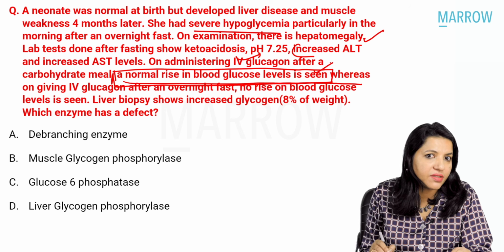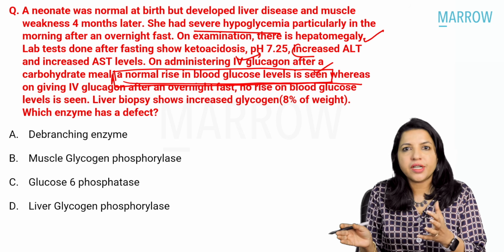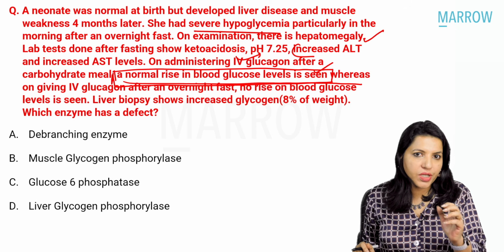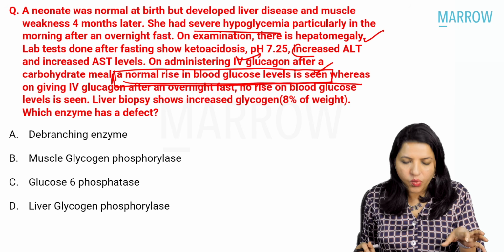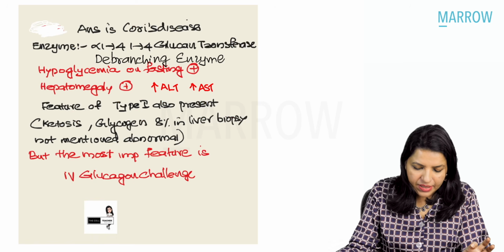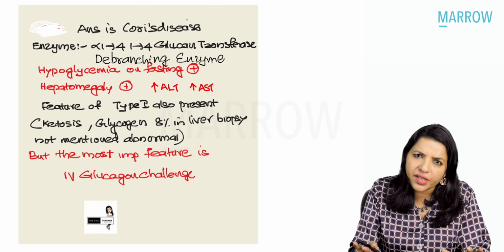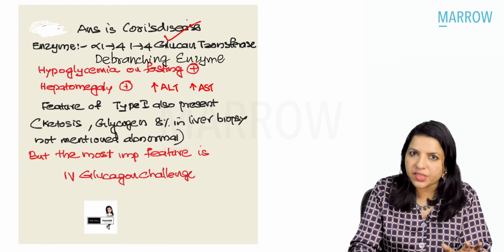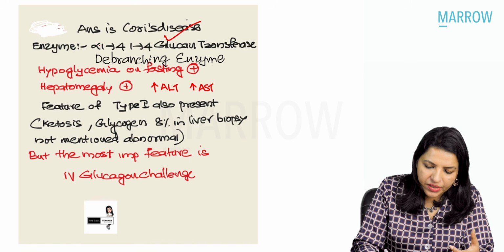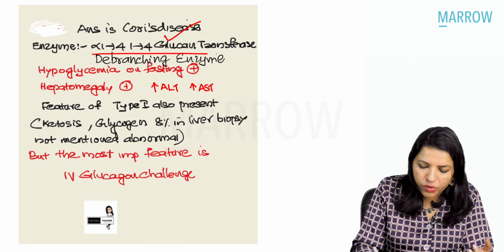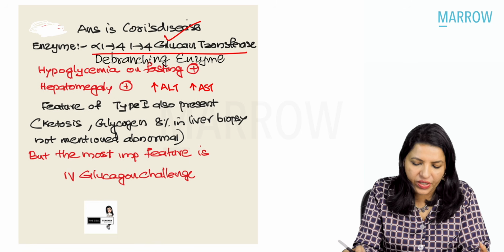Whereas with overnight fasting, we can't differentiate between von Gierke's and Cori's, because they give the same result. So I'll come to the answer later. Here, definitely the most probable answer is Cori's disease, where the debranching enzyme is defective, that is amylo-alpha-1,6-glucosidase and 4-alpha-glucan transferase. That is what is defective here.